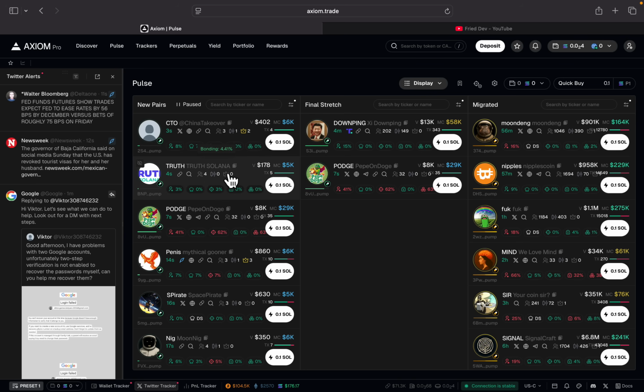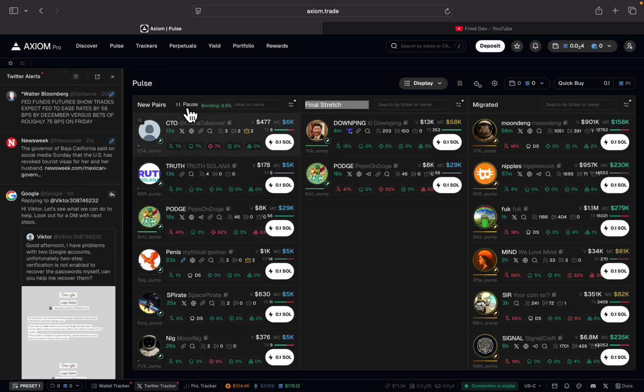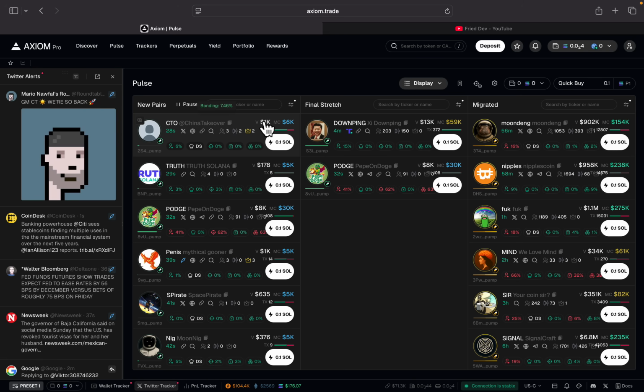400, it's very low. 100. This is actually $8,000, but this is almost on the final stretch, so I can't really snipe that. You can see the volumes are quite low. I usually look for 1K or 2K minimum volume, 2K minimum volume in the first 10 or 20 seconds. And if it can't reach that volume, I wouldn't touch the token. This is very important for me.